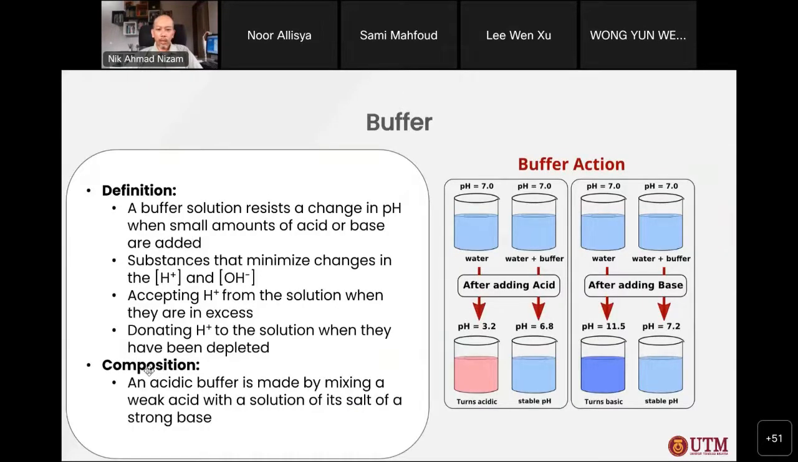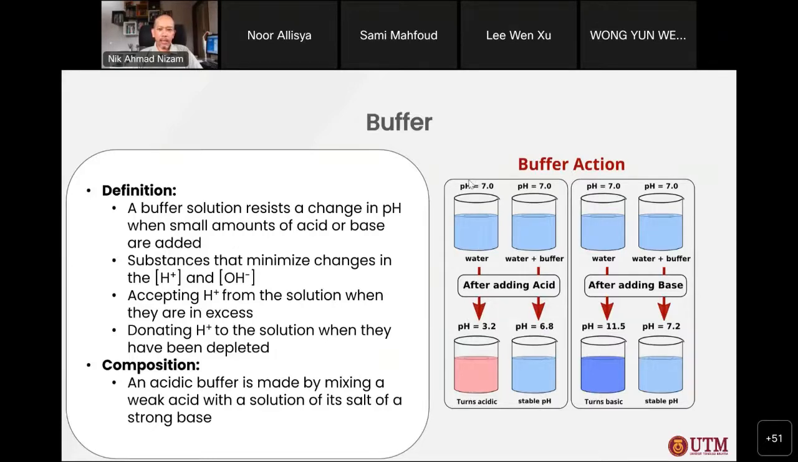Okay, so there is one topic in pH which is very useful when you come up with an experiment. We call it a buffer. So what is a buffer? A buffer solution resists a change in pH when small amounts of acid or base are added.